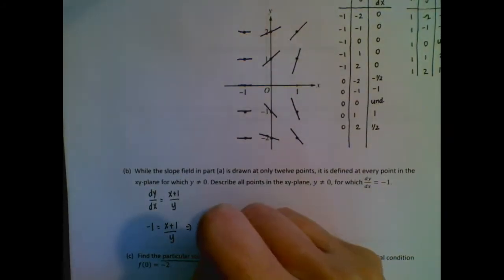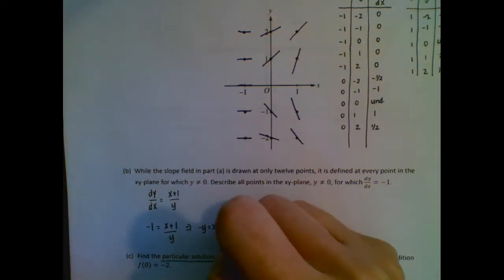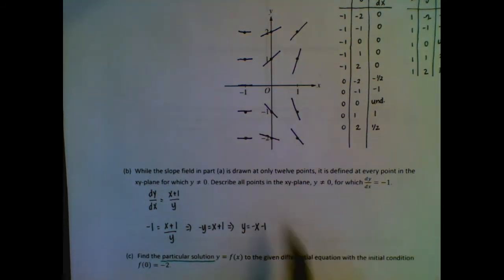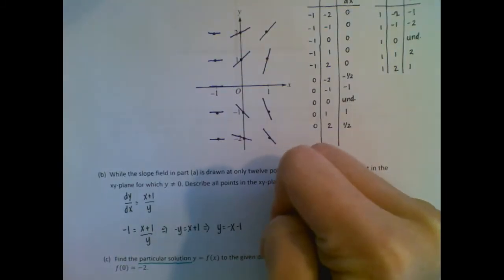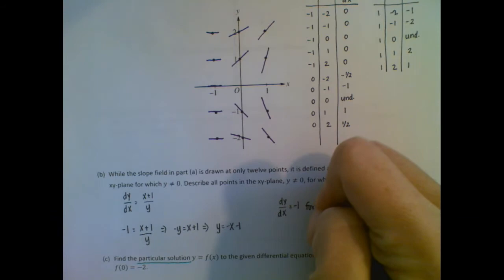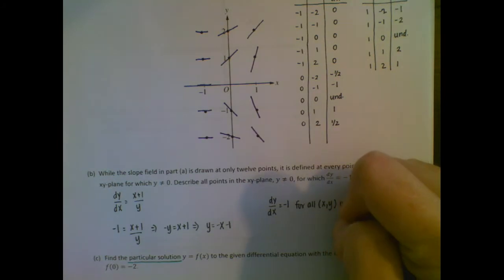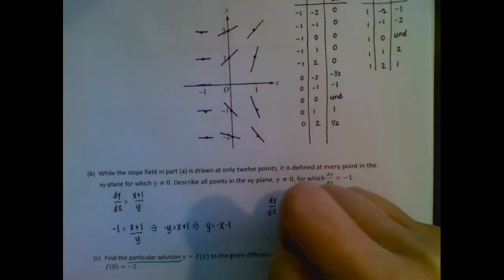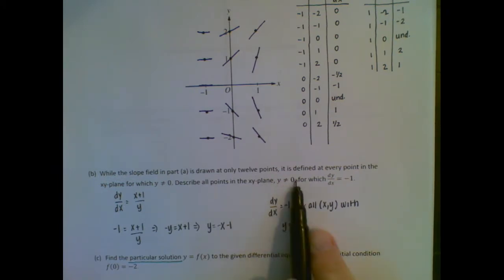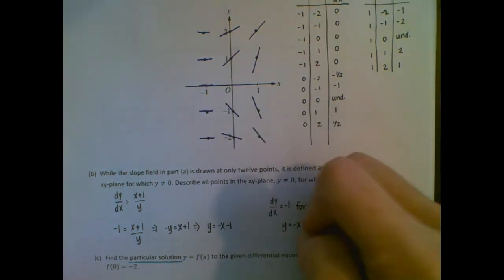So that's going to tell me that for any slope that is -1, all of my points would be on this particular line. So I'm going to say dy/dx is equal to -1, or my slope is -1, for all points in my coordinate plane when y is equal to -x - 1. But I also have to put the stipulation in there that I can't have any y values of 0, again, because that is going to be the undefined part of my coordinate plane.